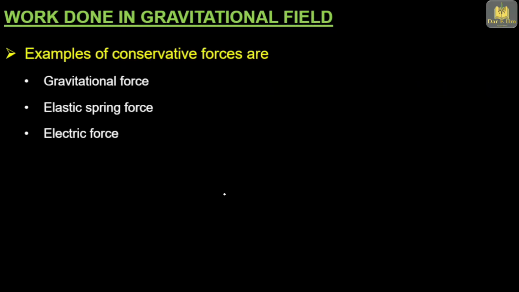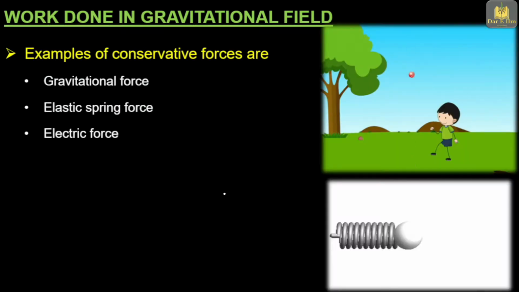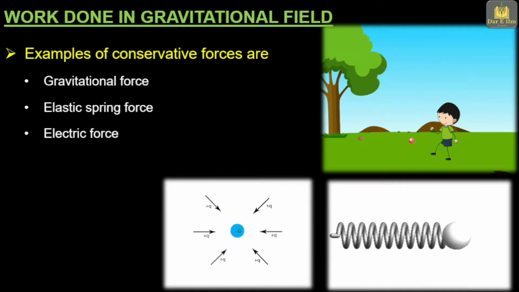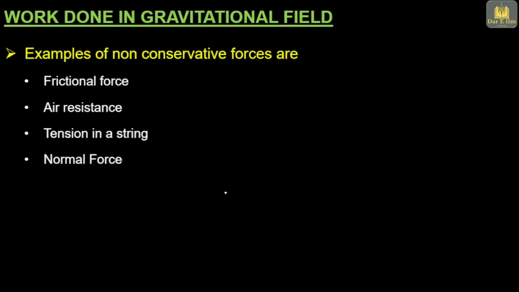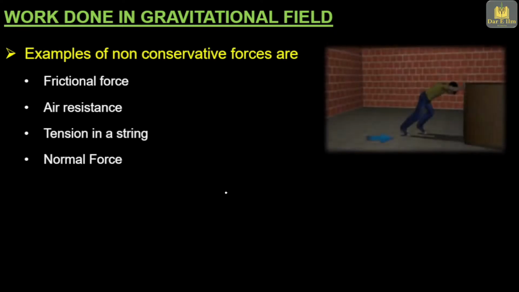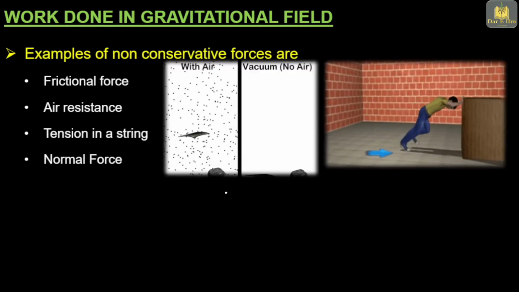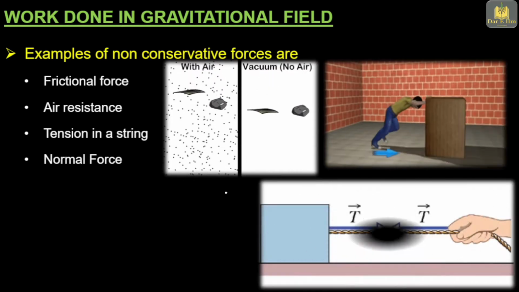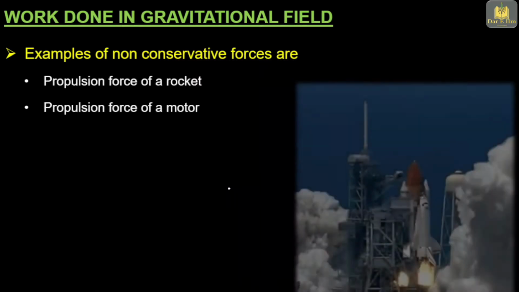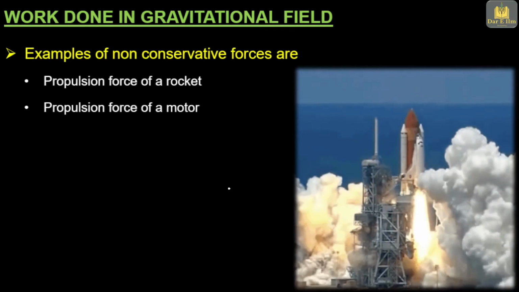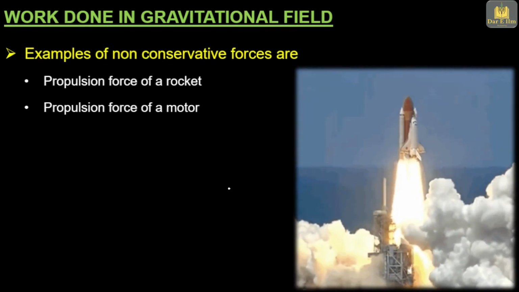Some examples of conservative forces are gravitational force, elastic spring force and electric force. And some examples of non-conservative forces are frictional force, air resistance, tension in a string and normal force. Also the propulsion force of a rocket and the propulsion force of a motor.